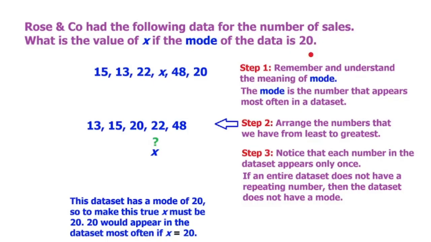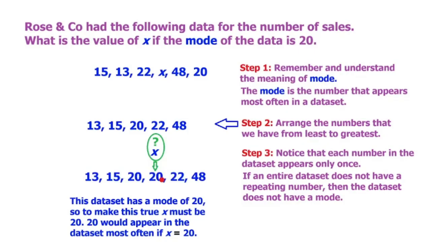So to make this true, X must be 20. 20 would appear in the data set most often if X equals 20. So now I've rewritten this data set with the missing X number, and you can see that 20 appears most often, so therefore that's the mode.